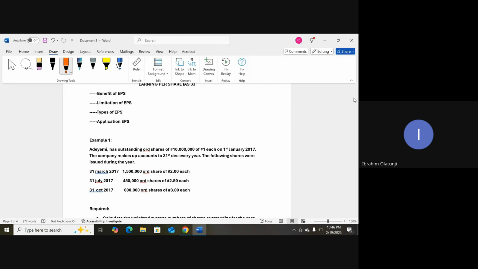I also said it is important in terms of the share price of an entity, because it has an impact on the share price. And we also said we can use it to determine the market price of shares.